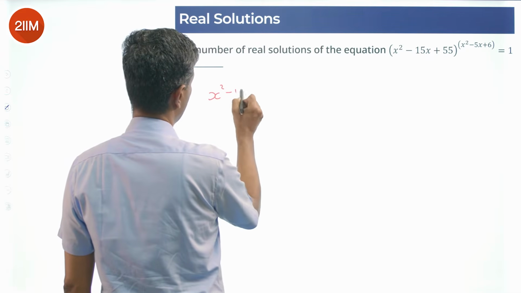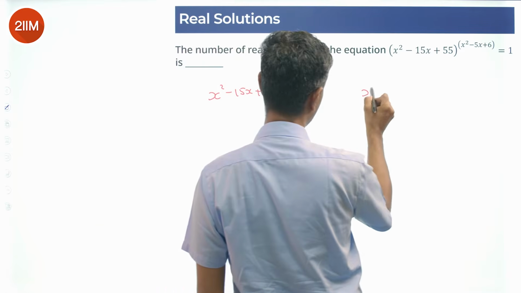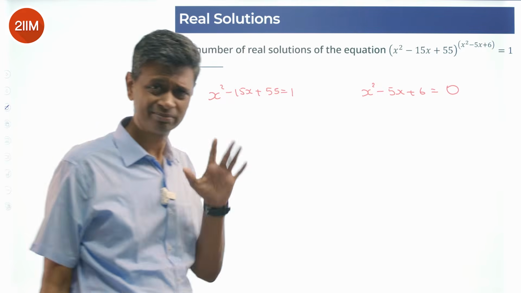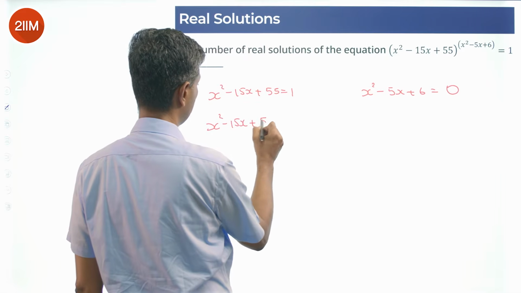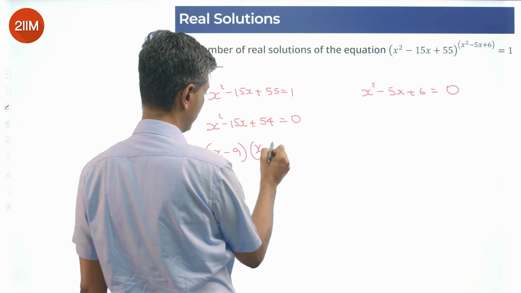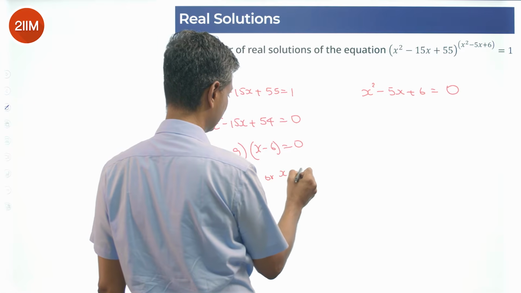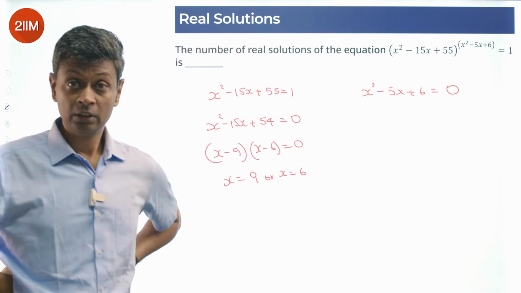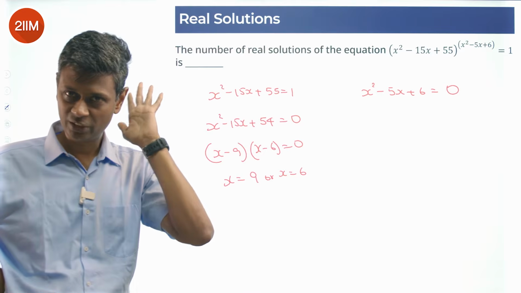Let's put x square minus 15x plus 55 equal to 1, for the base. The simple ones. Let's solve this. So x square minus 15x plus 54 is equal to 0. X minus 9 into x minus 6 is equal to 0. X is 9 or x is 6. If x were 9 or 6, then the x square minus 15x plus 55 part will go to 1, which is very nice, very comfortable.